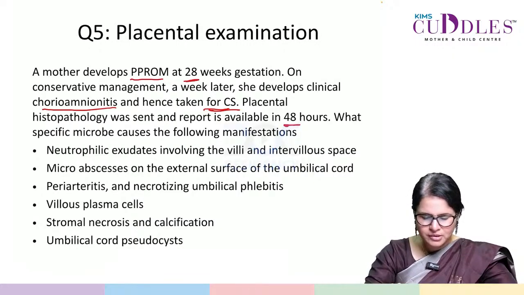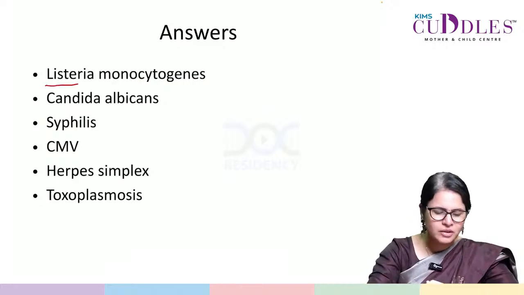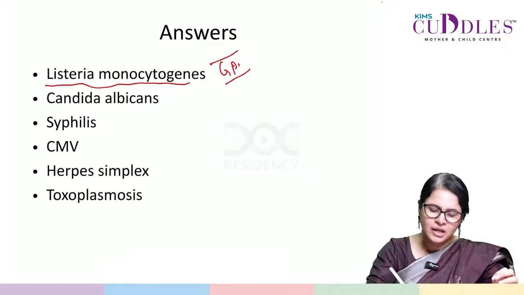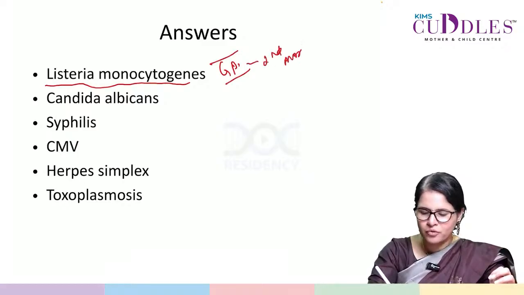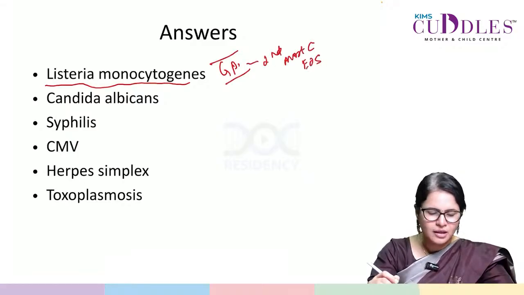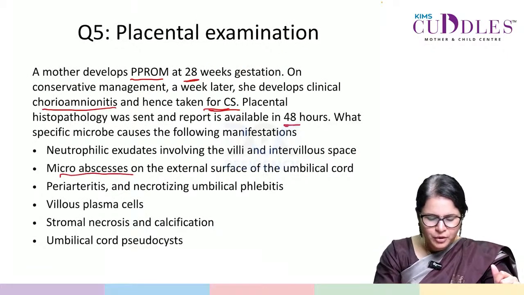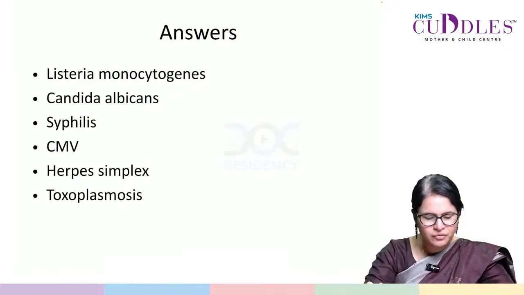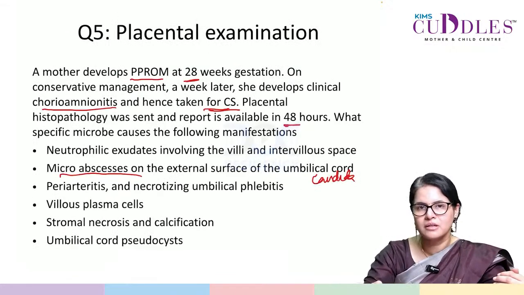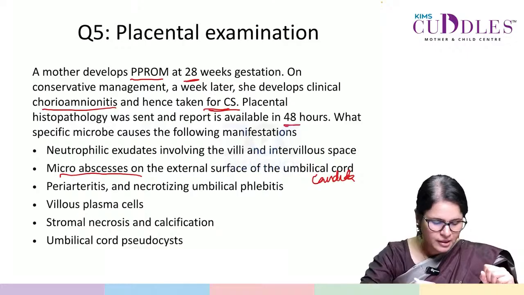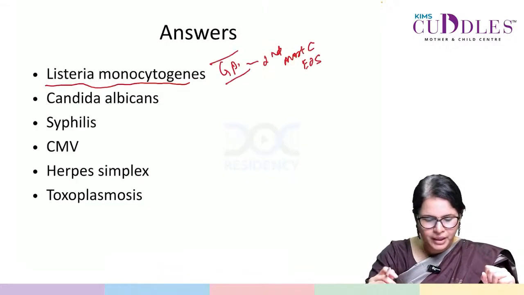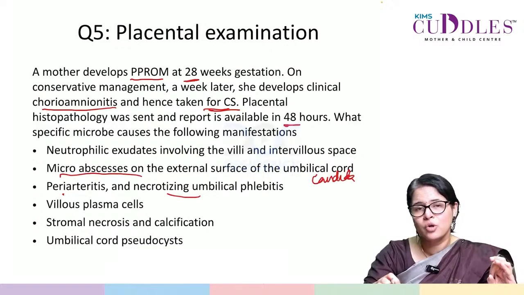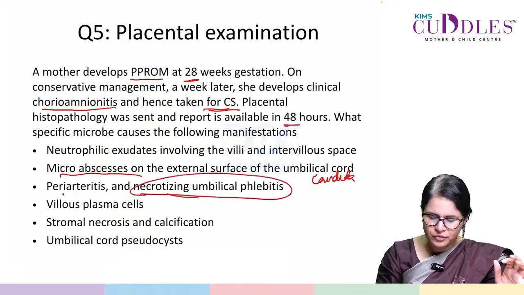Neutrophilic exudates involving villi and intervillous space are seen with Listeria monocytogenes. This is a gram-positive organism, and it is the second most common cause of early onset sepsis in the Western literature. Where you see microabscesses on the external surface, you think of candidal infection. So if you see fungal infection causing placental inflammation, you often see microabscesses. Periarteritis and necrotizing umbilical phlebitis are often seen with syphilis. So if you see a necrotizing phlebitis or funisitis, it's a sign of syphilis.